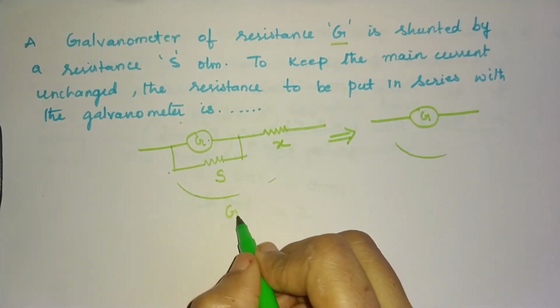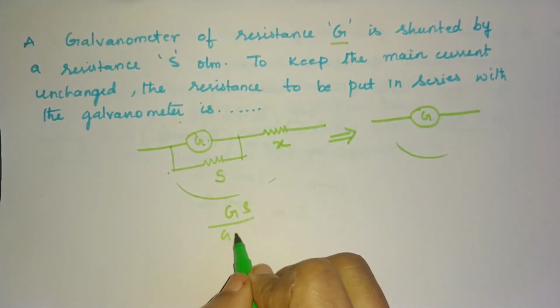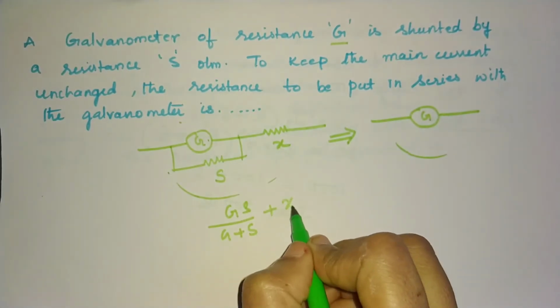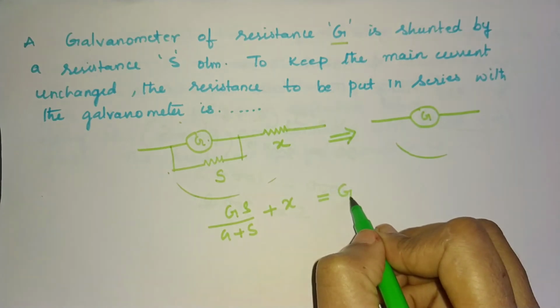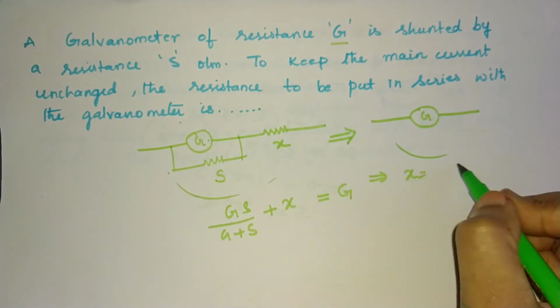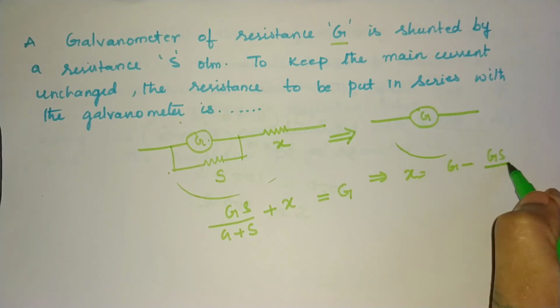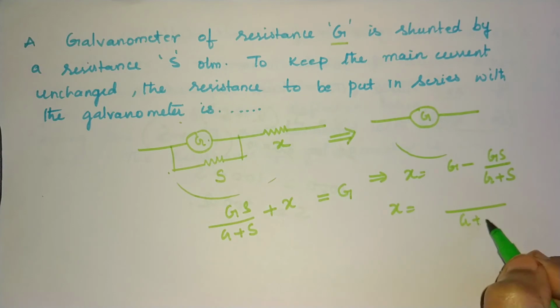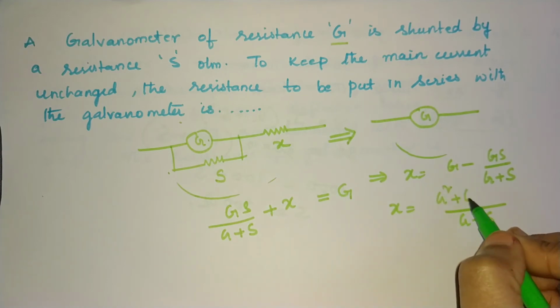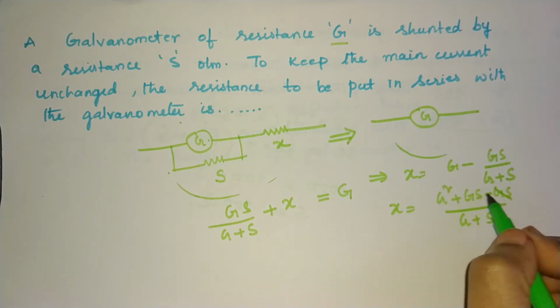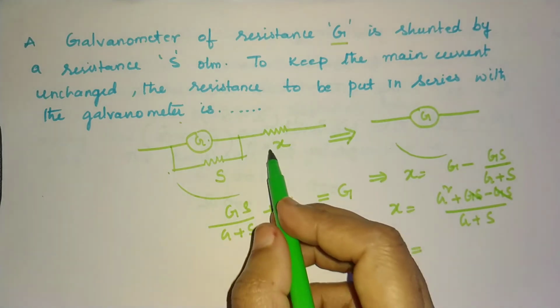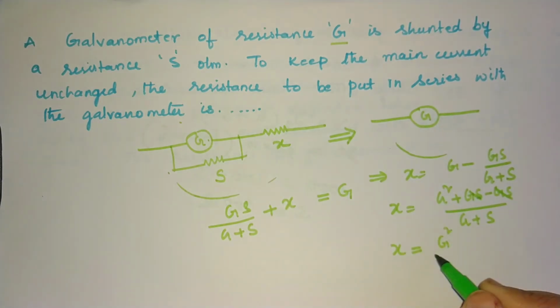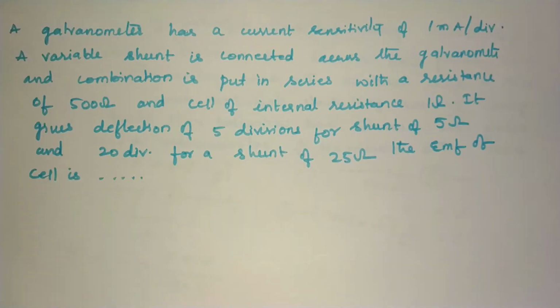Equate the resistances. Gs by G plus S plus X should become equal to G. Implies what is X equal to? G minus Gs by G plus S, or X is equal to, take LCM, G square plus Gs minus Gs, or your resistance that you have to connect in series must be G square by G plus S. So this gives you the resistance that you have to add in series.